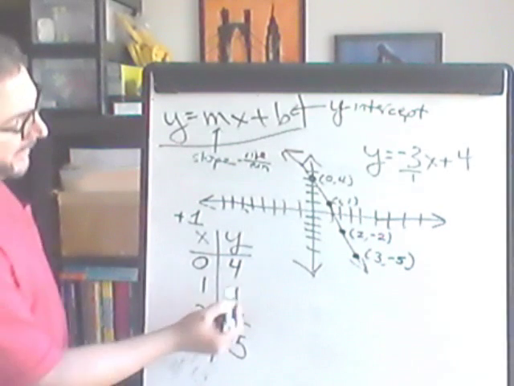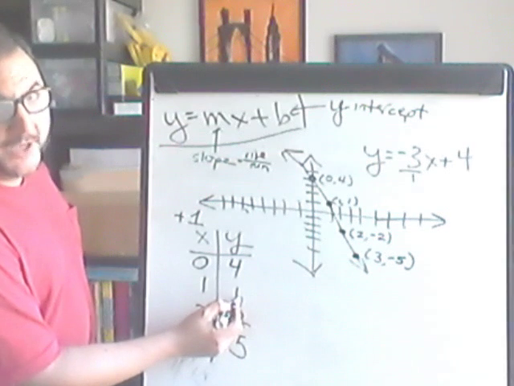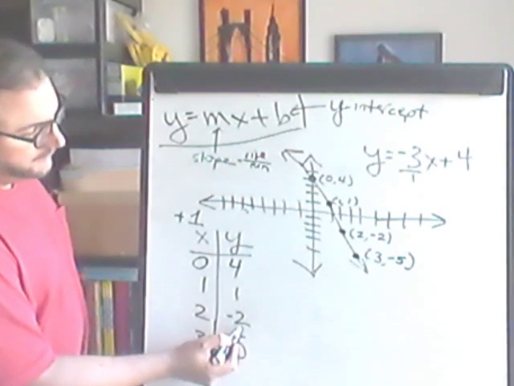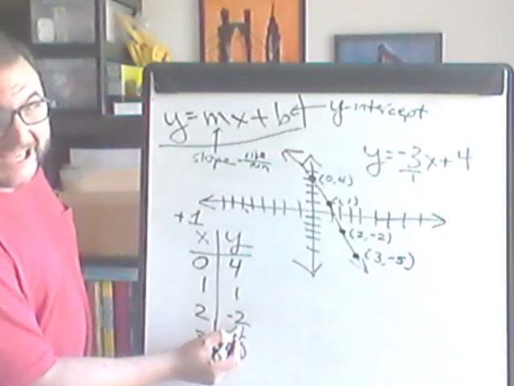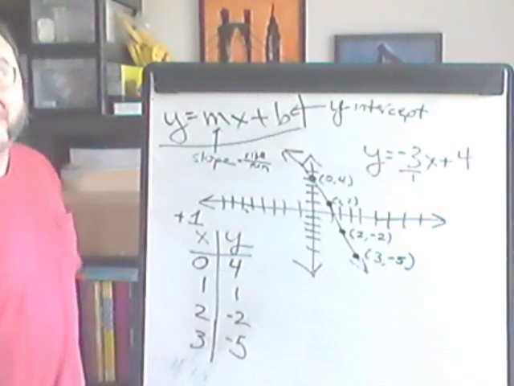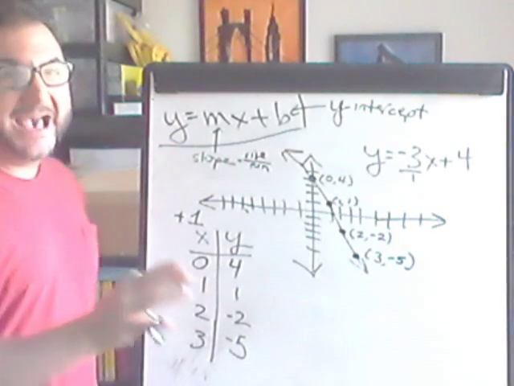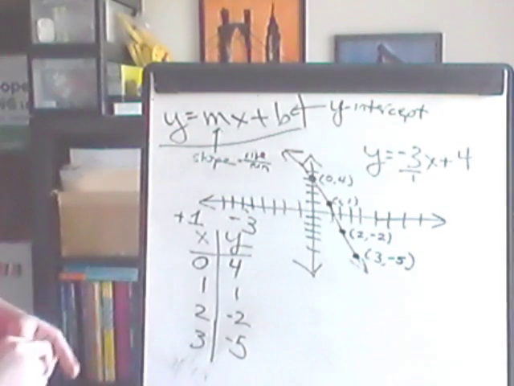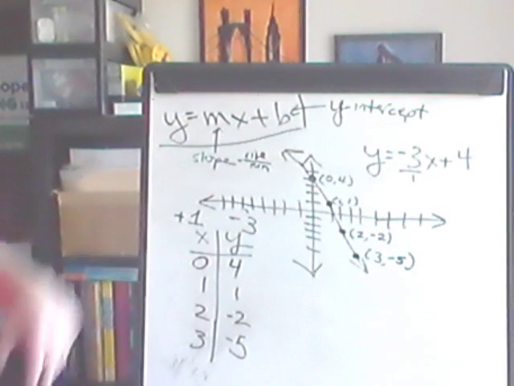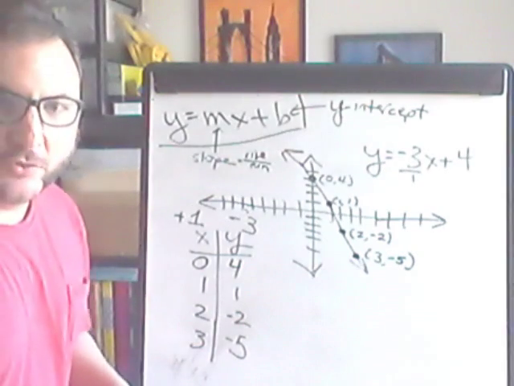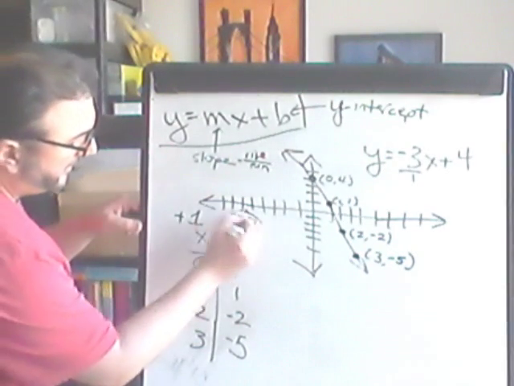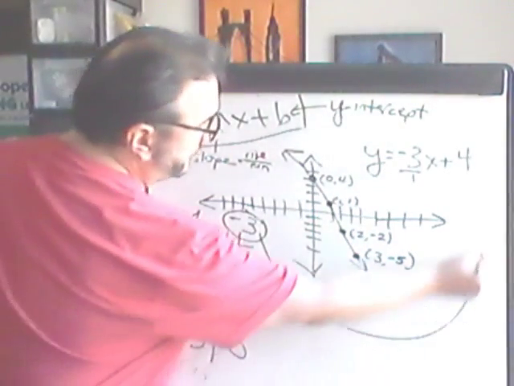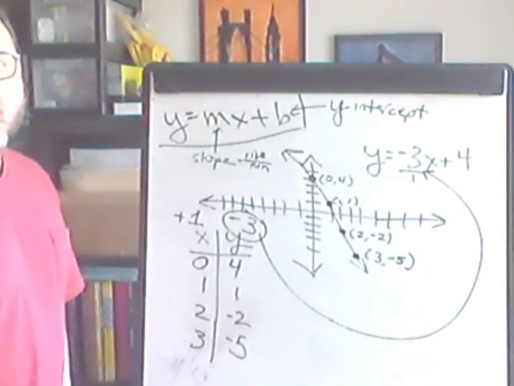What's happening there? I start at 4. I go down to 1. Now I'm going to -2. And then -5. What's happening? I'm going down 3. So it's -3. So the change in x, +1. The change in y, -3. And what do you notice? The -3 also matches the slope.